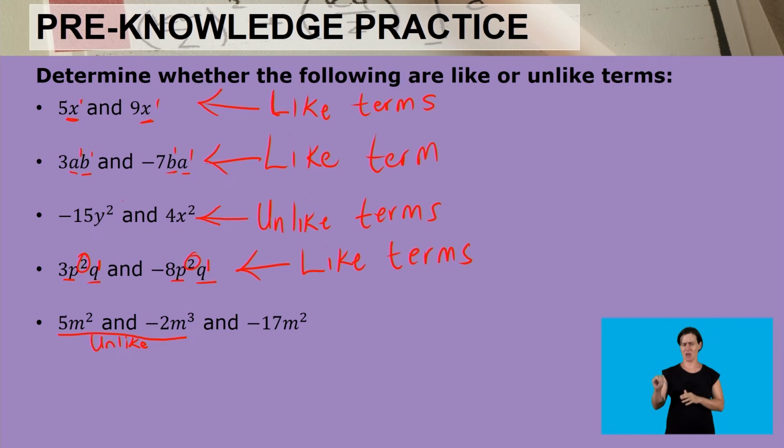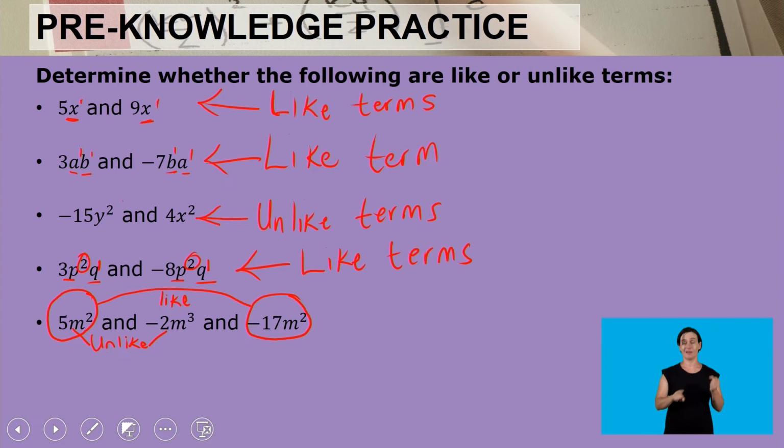But what about the negative 17m squared? Well, we can see that negative 17m squared is a like term to that 5m squared. Why? Because they have the same variable, and that variable has the same exponent. So those two are unlike terms, but those two definitely are like terms.